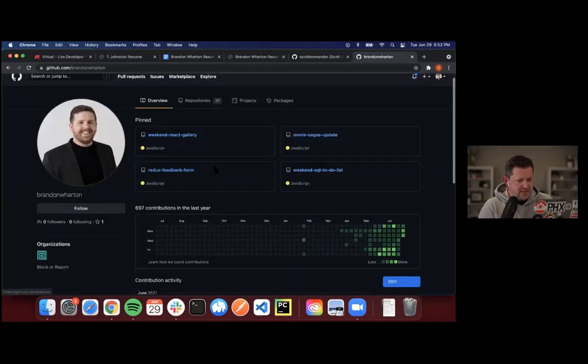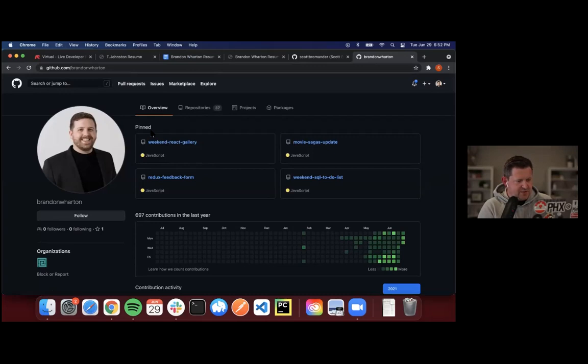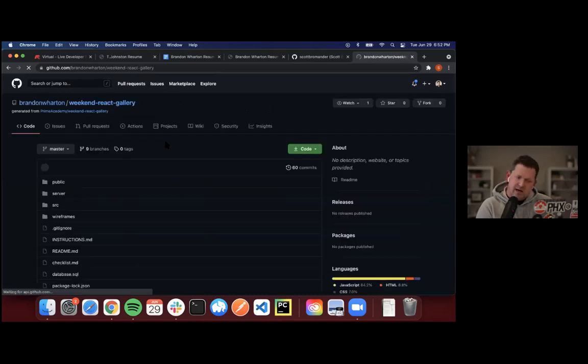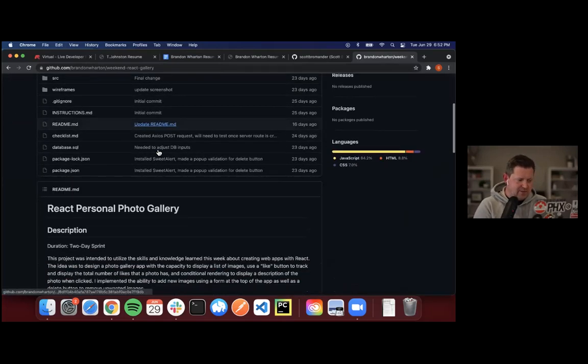Going over to Brandon's GitHub. Yeah, okay, so here's that pin repository, super good to see. Weekend React Gallery. Not a super descriptive name, so I'd rename it, but it totally works right now.